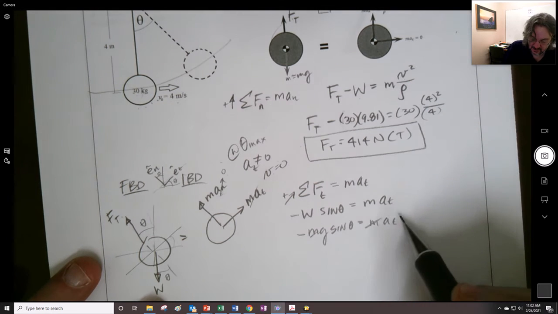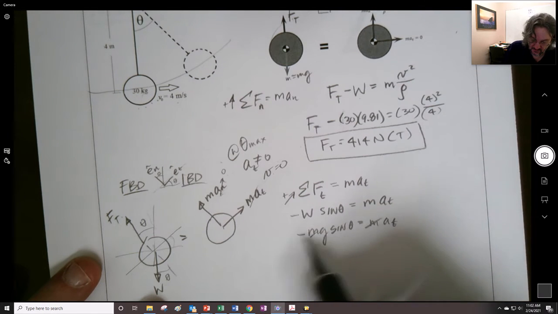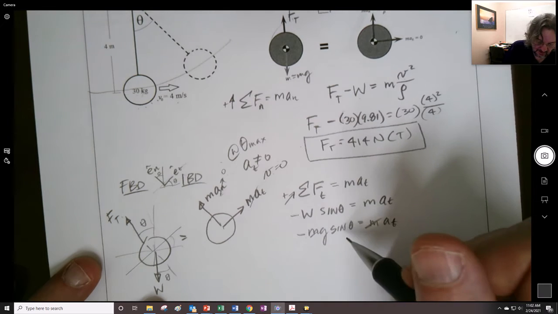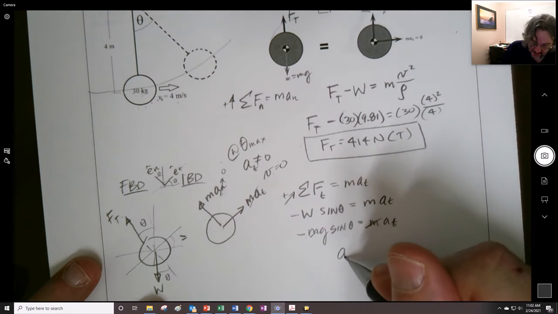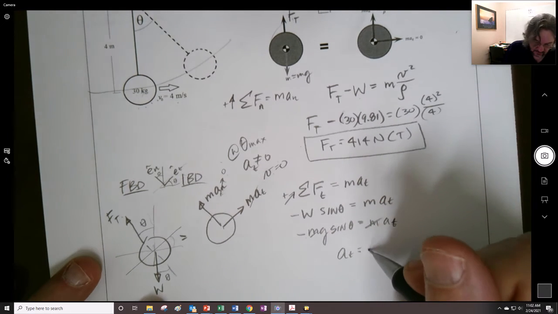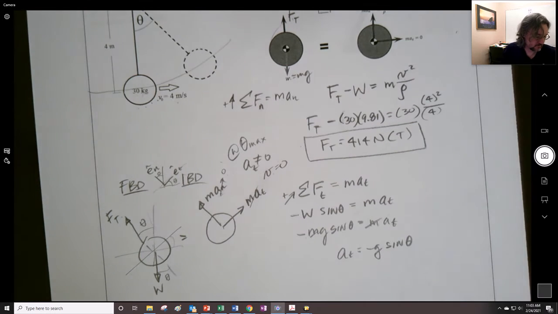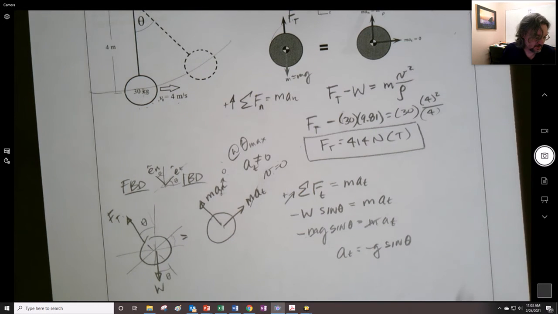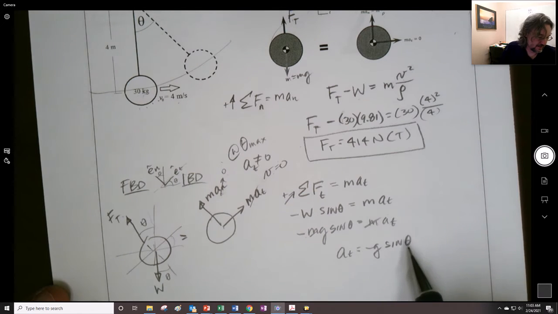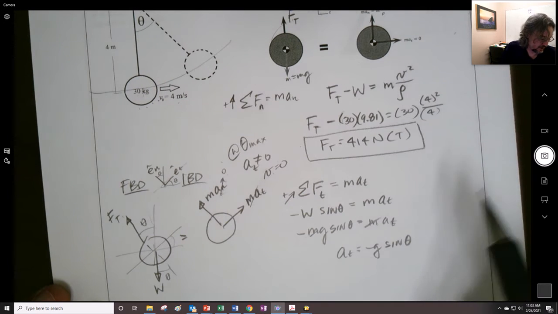So this is telling us that the tangential is going to be negative right in there. And also notice that mass cancels out right here. So we establish that this is true: negative g sine of theta. So this is opposite to how we had drawn it.